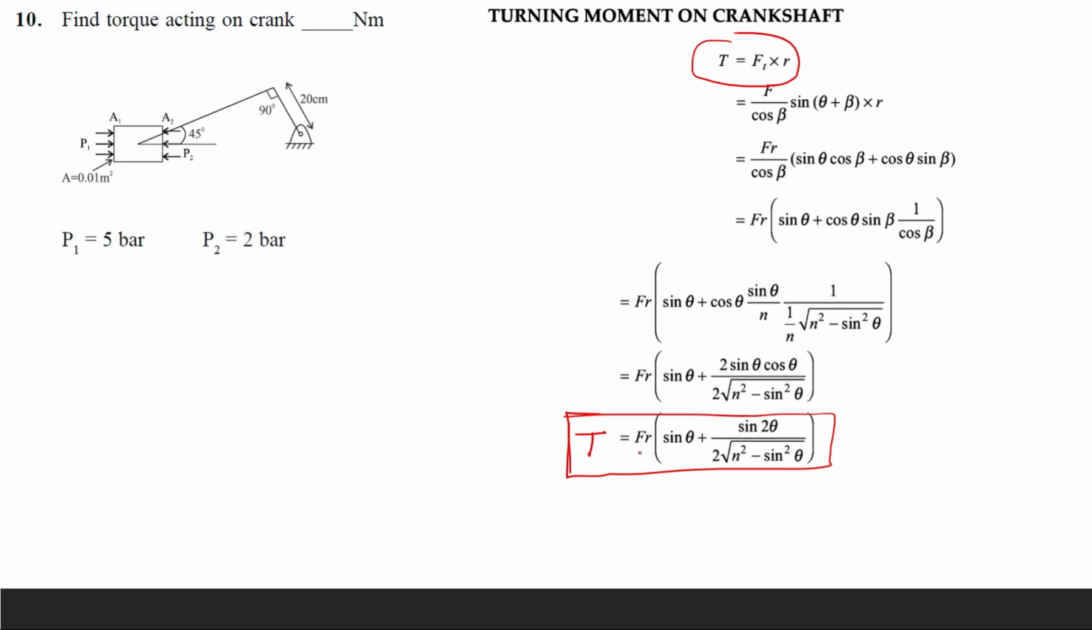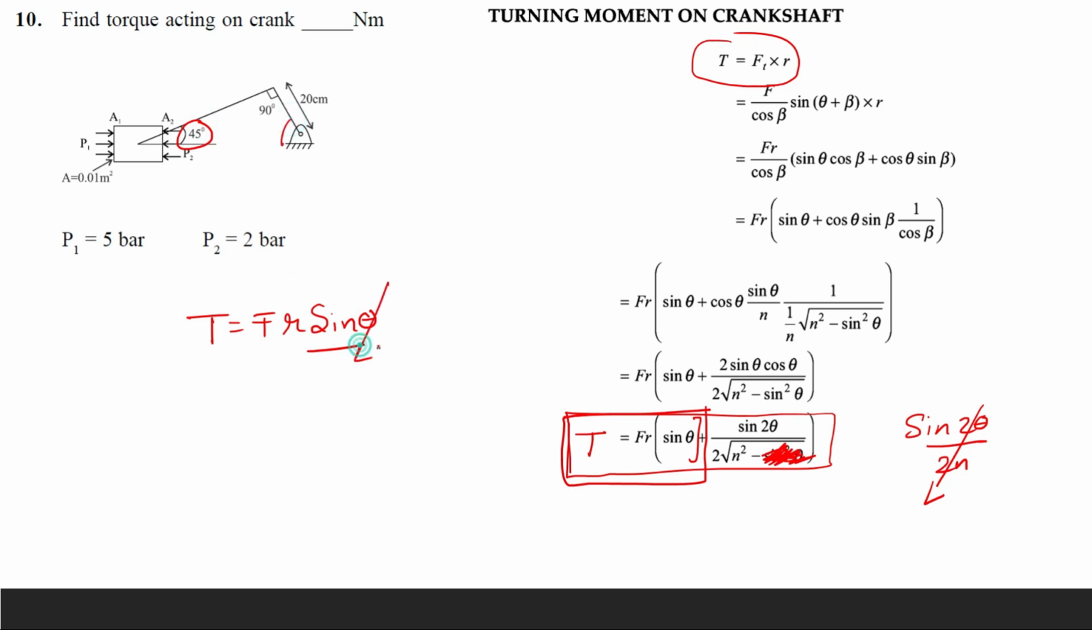Now from this relation, if the length of the connecting rod is not given, you can neglect this, and what becomes sin 2 theta divided by 2n, you can neglect this quantity also. So you get this approximate relation. So torque is equal to F into R into sine of theta. Now if beta is 45, this is 90 degree, this is 45, so theta is 45, given. Radius of crank is 20 centimeter, so 20 divided by 100 is 0.2 meter, it is given. And F is basically the net force acting.